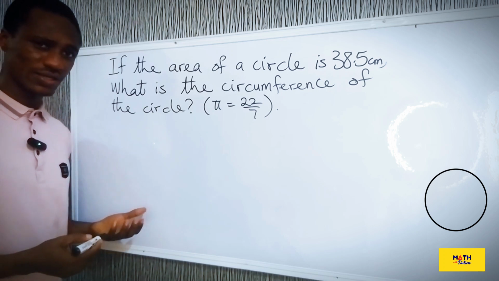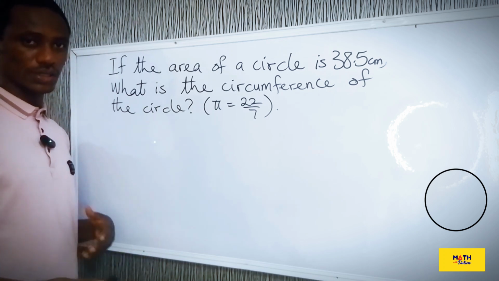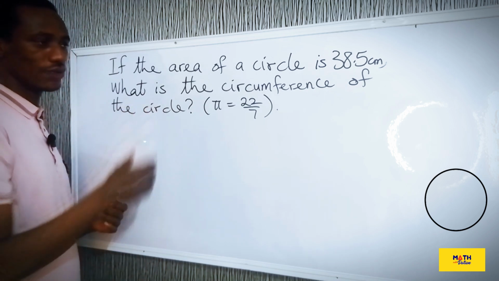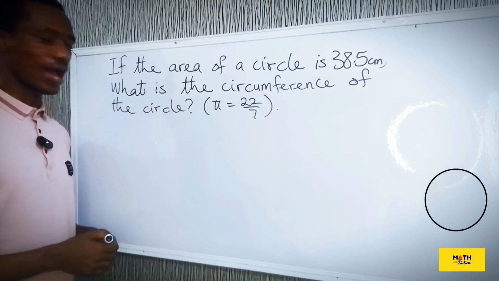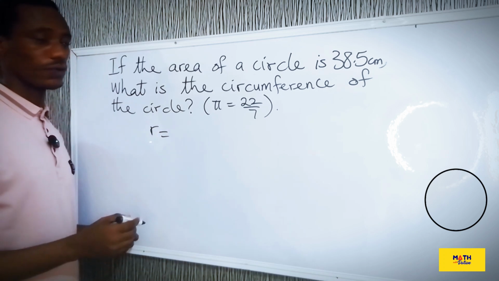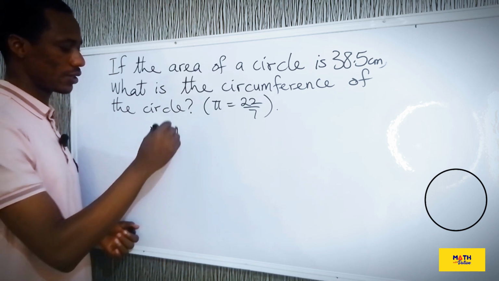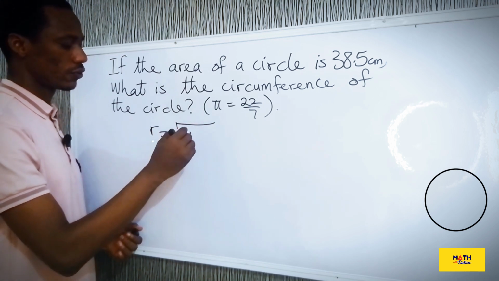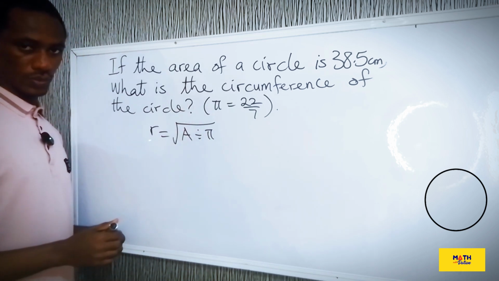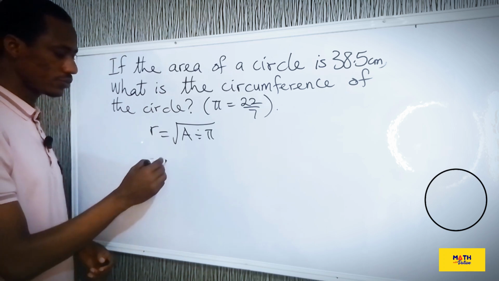So for us to calculate the circumference of the circle, we need either the radius or the diameter. And since we have the area, we can get our radius from the area. So remember the formula for calculating radius when area is given. That is the square root of the area divided by pi. Alright, the square root of area divided by pi.